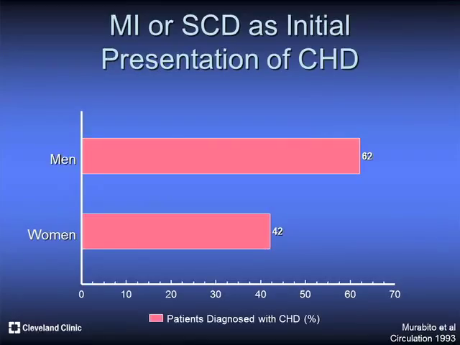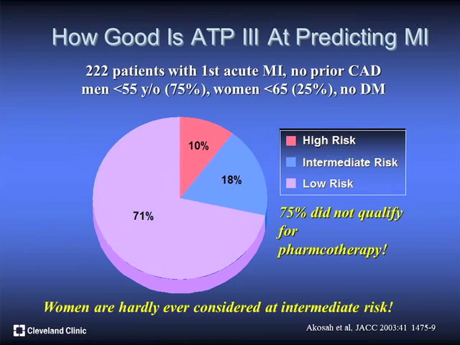Why is that? About 60% of men and 40% of females, their initial presentation of CHD is an MI or a sudden cardiac death event. That's not good statistics. You can perhaps open up a coronary artery after an infarct, but if you present with sudden cardiac death, the survival rates are pretty dismal.